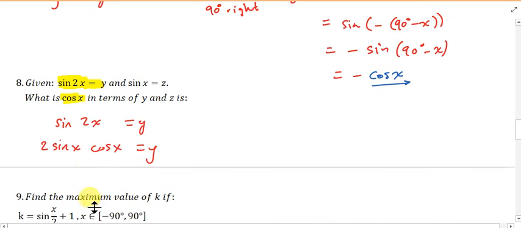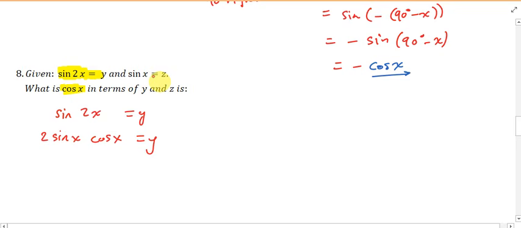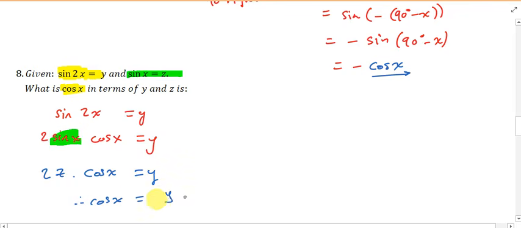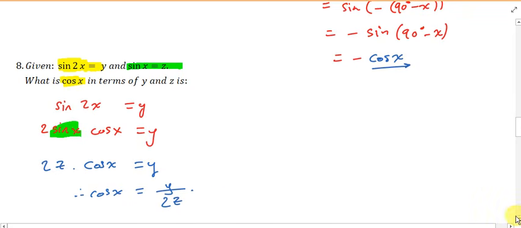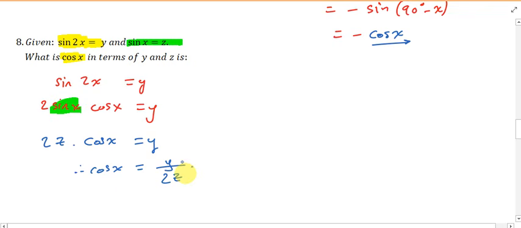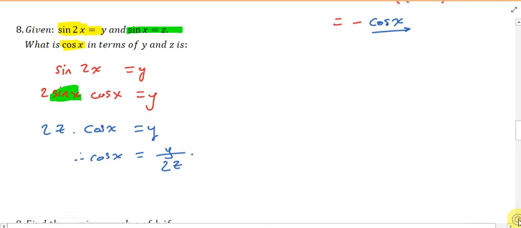Since we have 2 sine x cos x is equal to y, let us look at the rest of the story. We are given that sine x is equal to z. We can write down 2z times cos x is equal to y. Therefore cos x is now equal to y over 2z. And what did we want? We wanted cos x in terms of y and z. Obviously you will go and select the correct option from your given multiple choice.